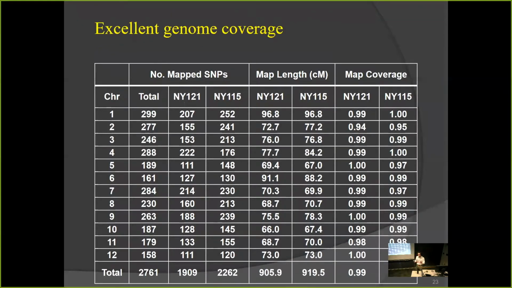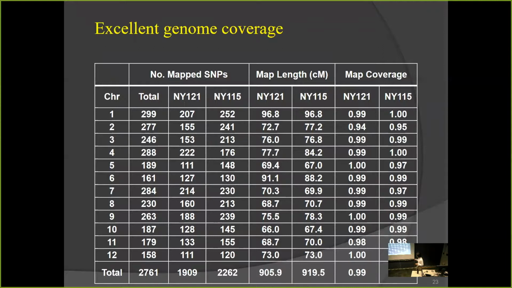So thanks to the newly released software, I could get excellent genome coverage. In my case, I could select 2,761 SNP markers to cover 12 chromosomes. And as you can see here, several hundred markers can cover each chromosome. That means I have a higher chance to find a QTL peak.